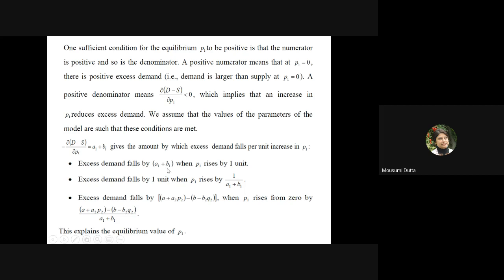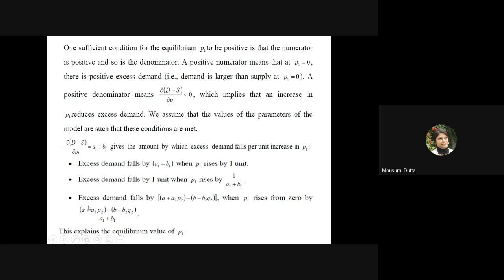So, first two sentences are clear to everybody? If there is any confusion, any question for the first two sentences, please ask me. So, is it understandable to everyone? Yes or no? Yes, ma'am. So, it is simple arithmetic. Excess demand falls by this amount when price increases by 1 unit. Alternatively, excess demand falls by 1 unit when price rises by 1 by (A1 plus B1) units.